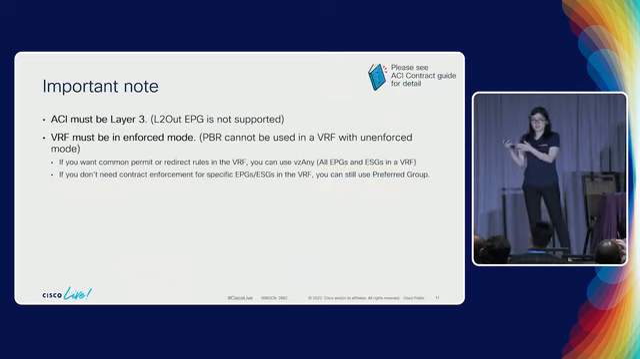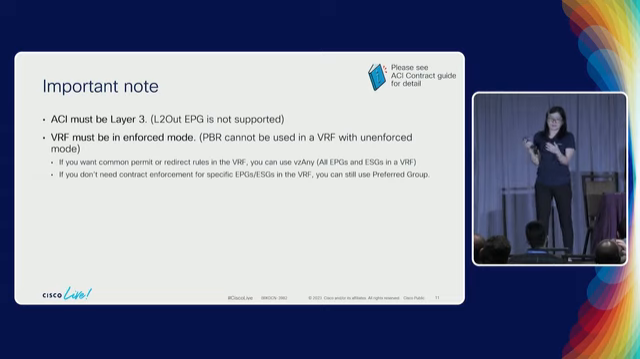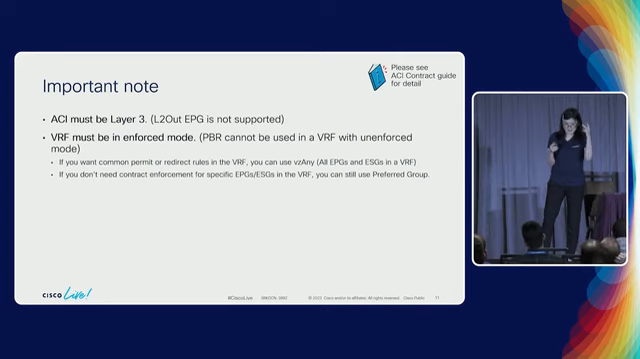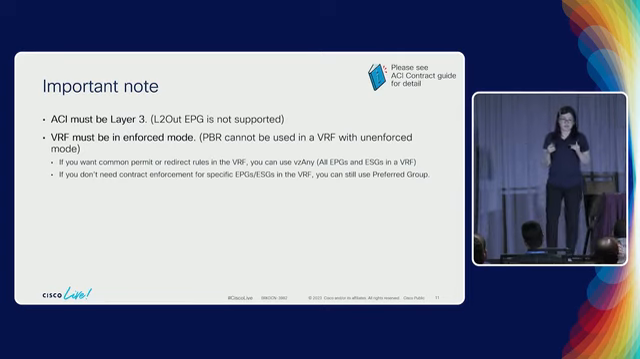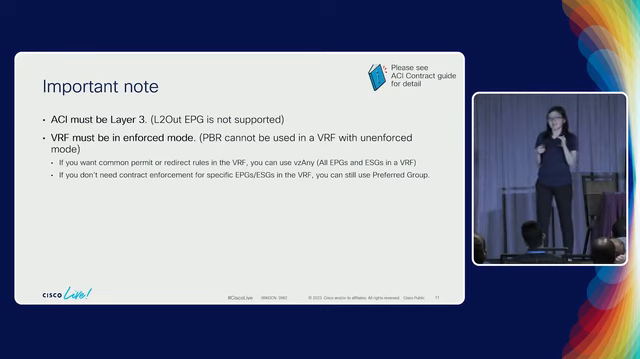I hope you see some of the benefits of PBR. Then let's think about the minimum requirements to use PBR. We have two important requirements. First, ACI must be layer 3. ACI must be the gateway.